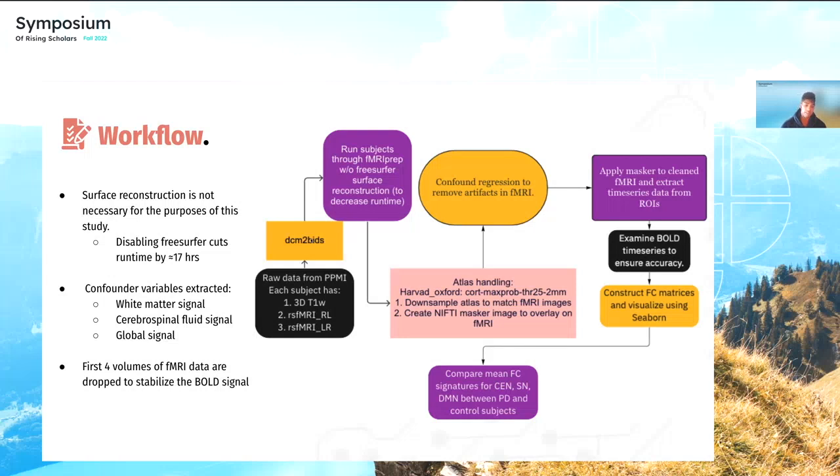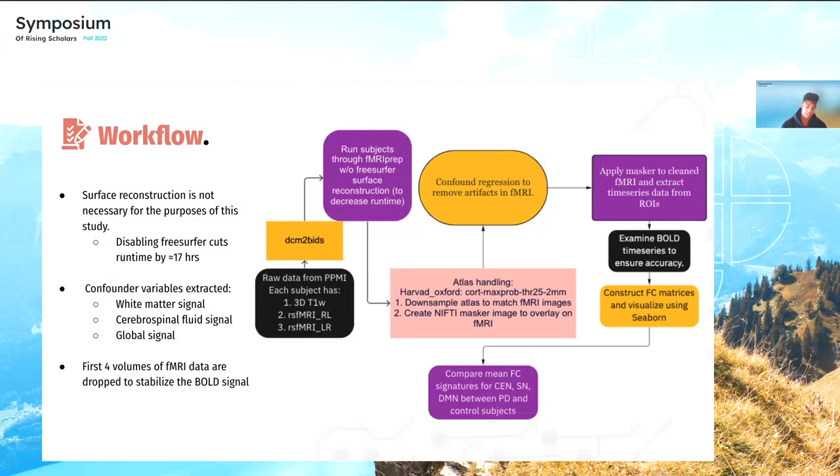The atlas will be downsampled to match the resolution of the fMRI images. This has been shown to improve time series extraction. And then I'll create a NiftiMasker image to overlay on the fMRI and extract the time series from all my desired ROIs. After that, covariates will be taken out.